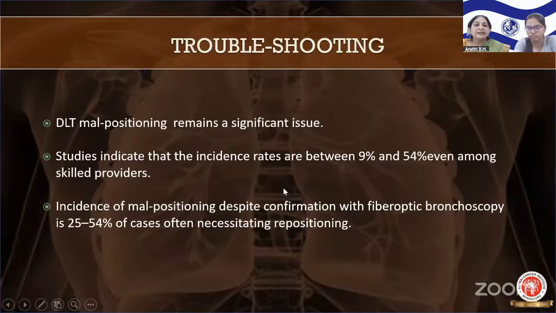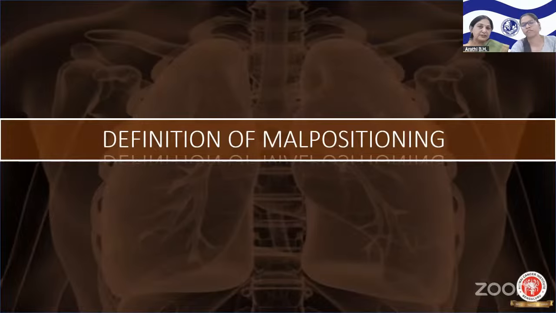As we discussed already, malpositioning is one of the commonest complications we come across when we place the DLT. Sometimes while placing the tube itself, we are not able to pass it properly, or even after placement when you are giving position. So it is very significant. A lot of literature has come out on malpositioning. The literature says up to even 54% of patients, even with skilled providers, have malposition. Seeing this, there is an article. So how do you define malposition, Dr. Nazreen?